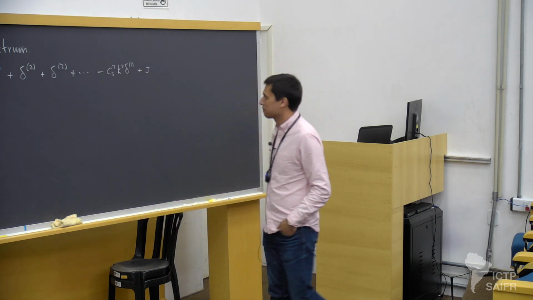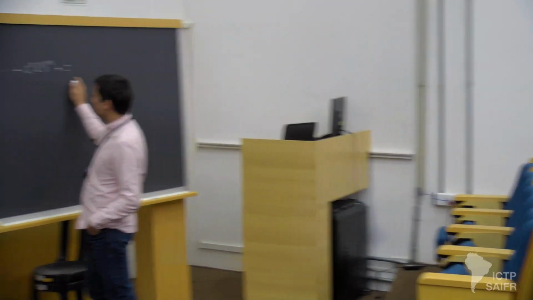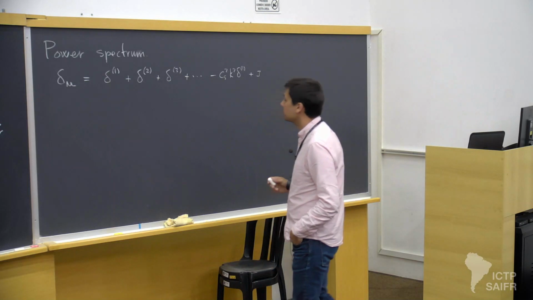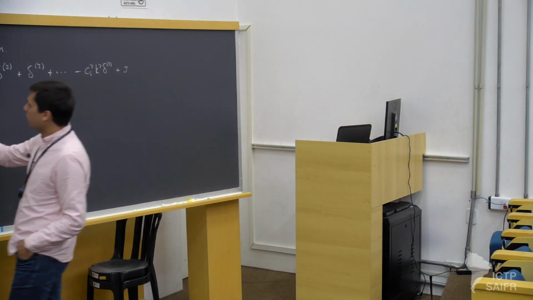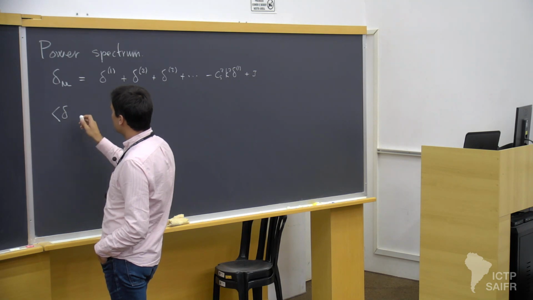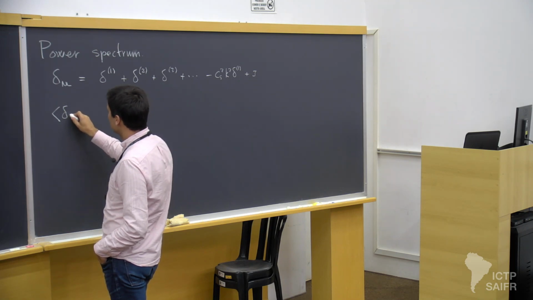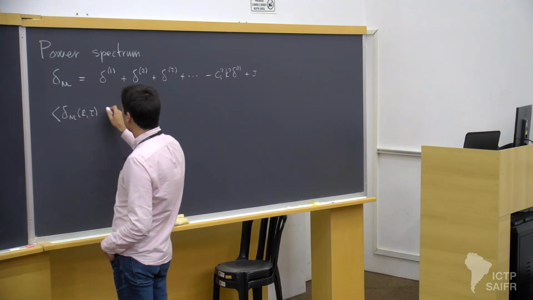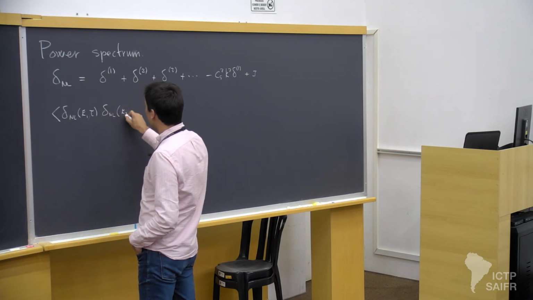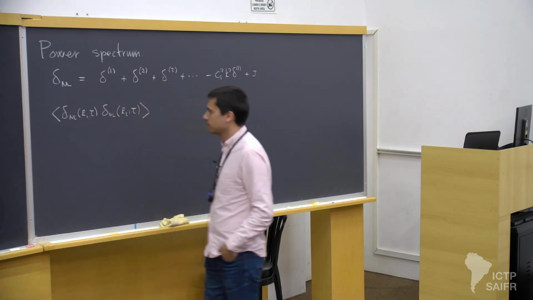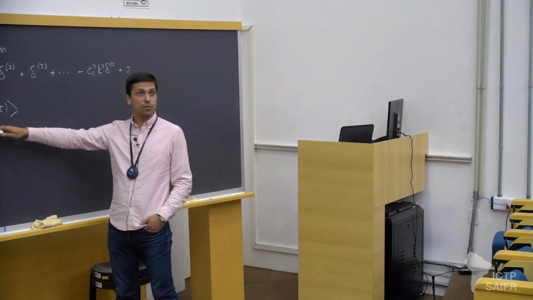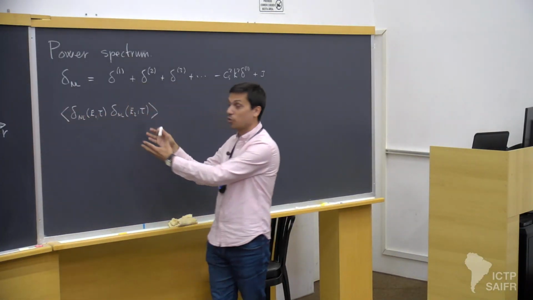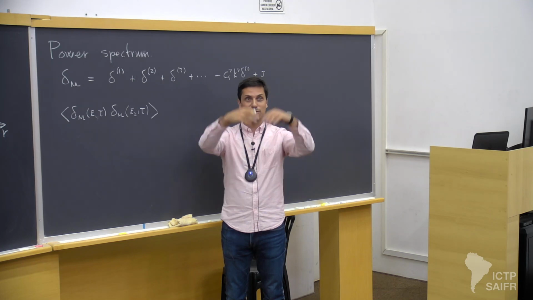Okay. But let us, again, forget about these two for the time being. So now, what do I want to do? I want to calculate some quantity which basically has delta nonlinear of k1 and tau, and then another delta nonlinear of k2 and tau. So this is what we call the power spectrum. Okay, this is what we want to calculate. This is what's going to depend on cosmology and so on and so forth. And this is what we want to compare to the data, either from simulations or observations and so on.